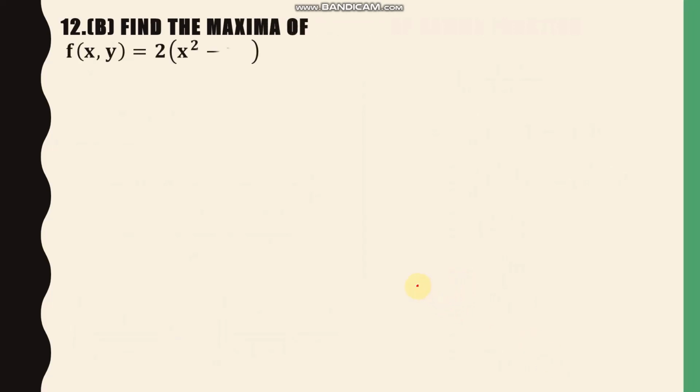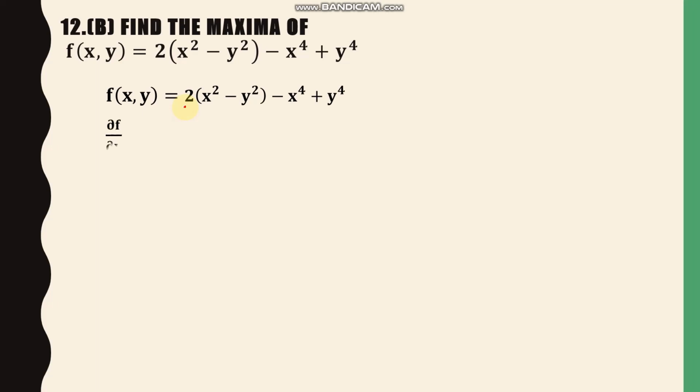Find the maxima of f of x, y equal to 2 times x square minus y square minus x to the power 4 plus y to the power 4. So to do this, firstly we have to find out the partial derivatives of this function. The partial derivative with respect to x will be 2 multiplied by 2x, which is 4x, minus 4x cube.